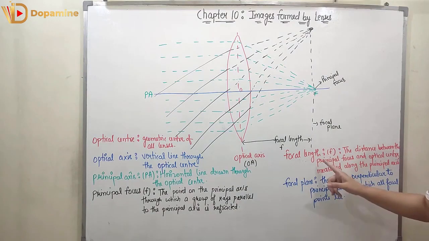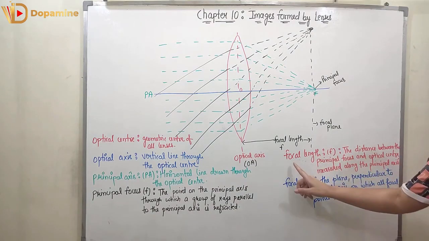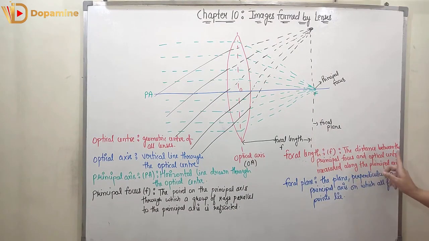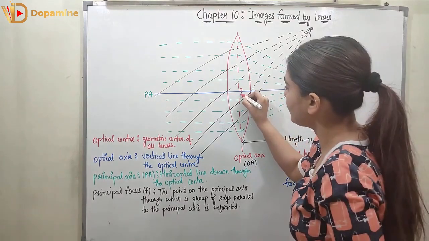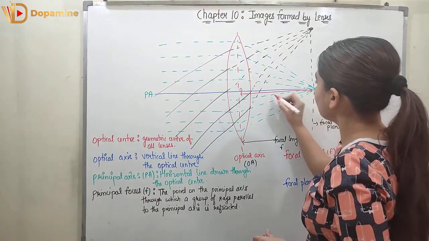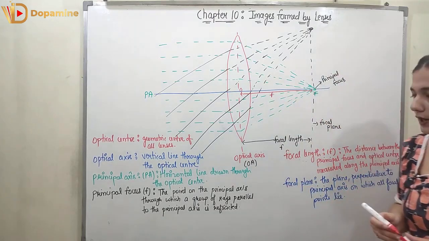Now coming to the focal length. The focal length is the distance between the principal focus and the optical center. So from here up to here we have this distance which is called the focal length, right?